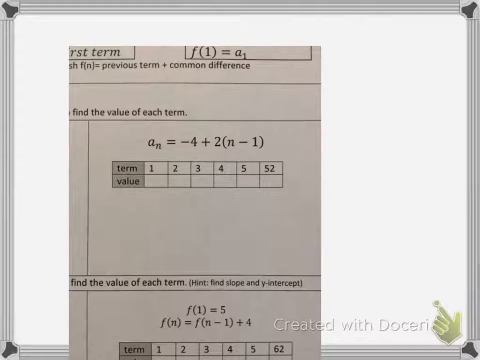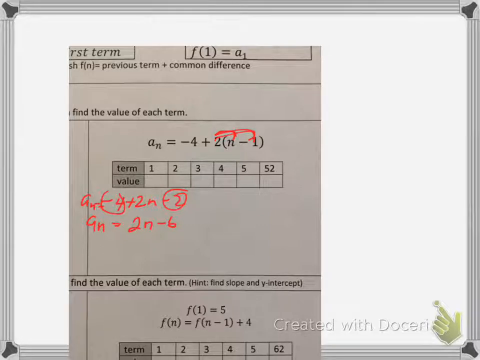Okay, same thing again here. And it might be easier to simplify that formula first so that we can plug it in. If I simplify this formula first, I would have negative 4 plus 2n minus 2 by multiplying that through. That's going to be what my a sub n is equal to. So a sub n equals the negative 4 and the negative 2 make a negative 6. So 2n minus 6.